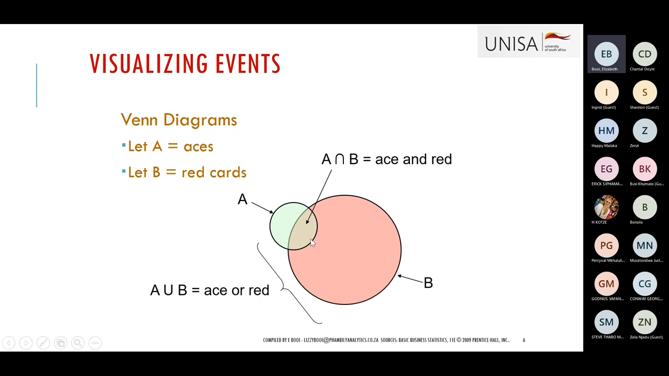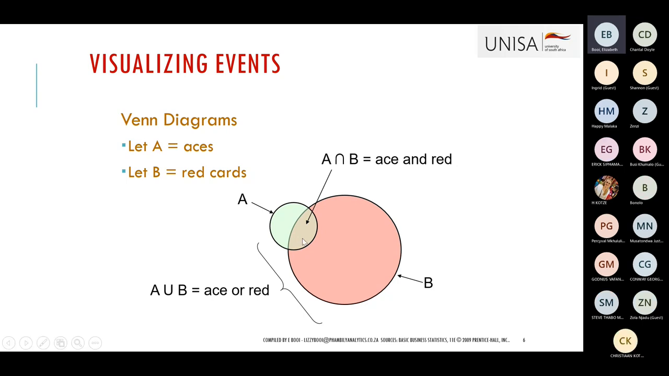So in between, where they both share, because A represents aces and B represents red cards, therefore the ace of diamonds and the ace of hearts are joint events or joint outcomes from ace and red, and that creates a joint event as well. And we're going to discuss the joint event and the union events, which are your A or B events. We will get to that just now.